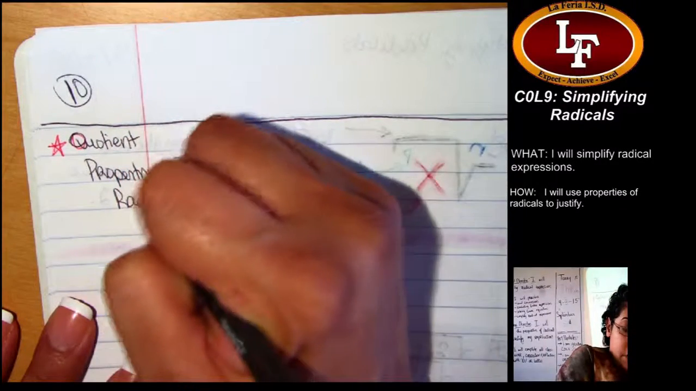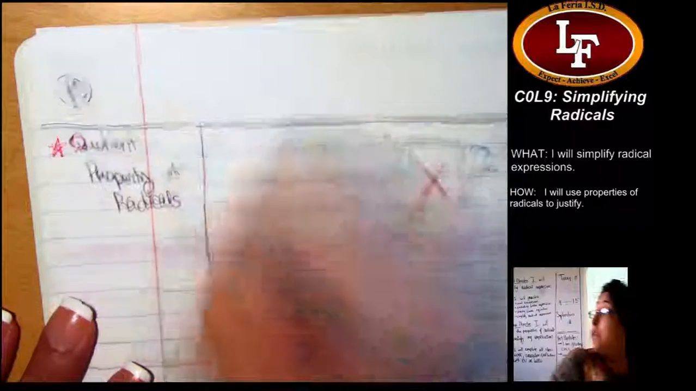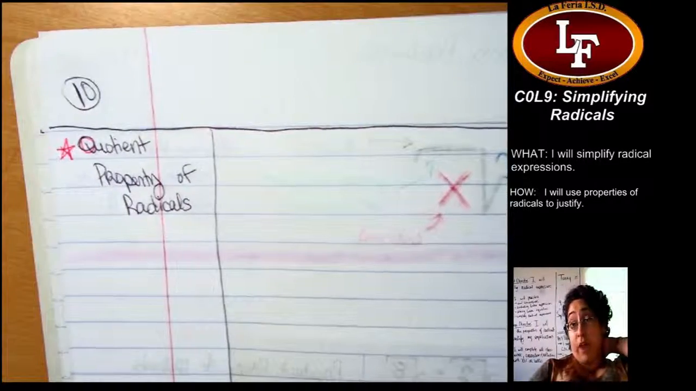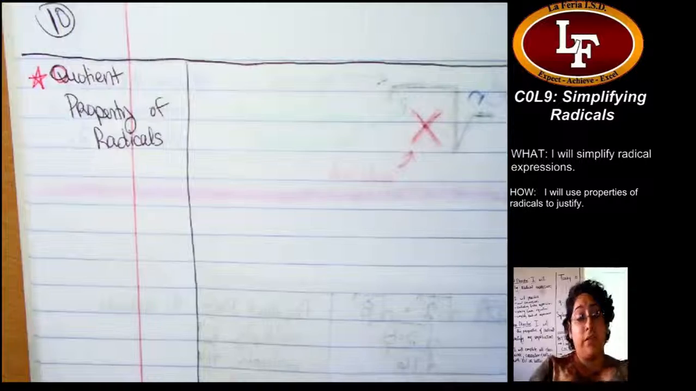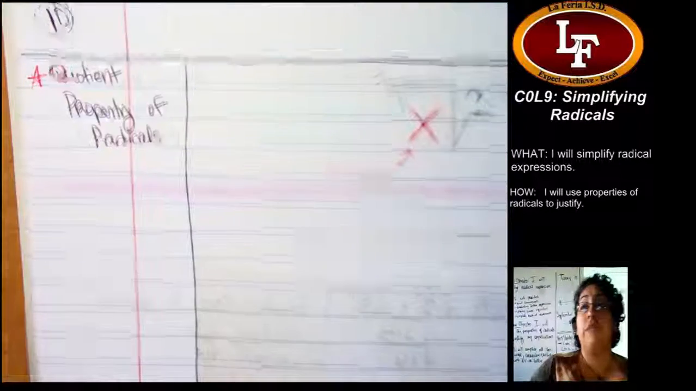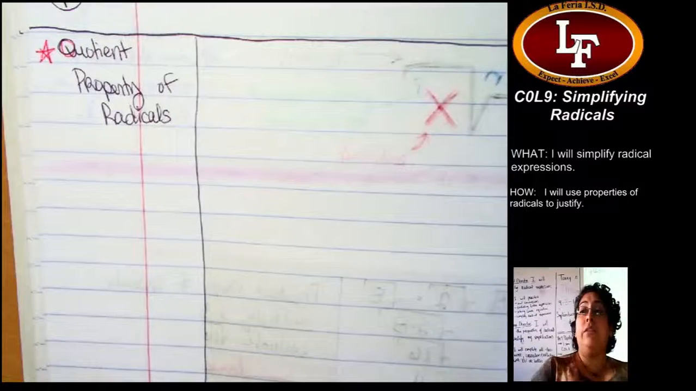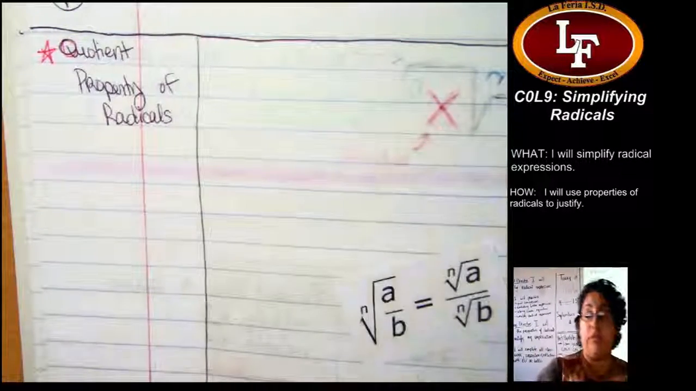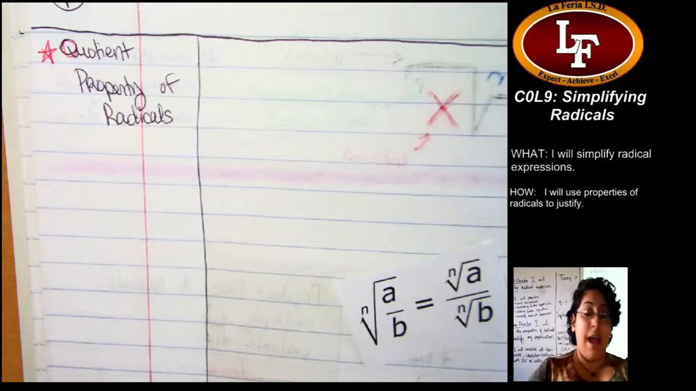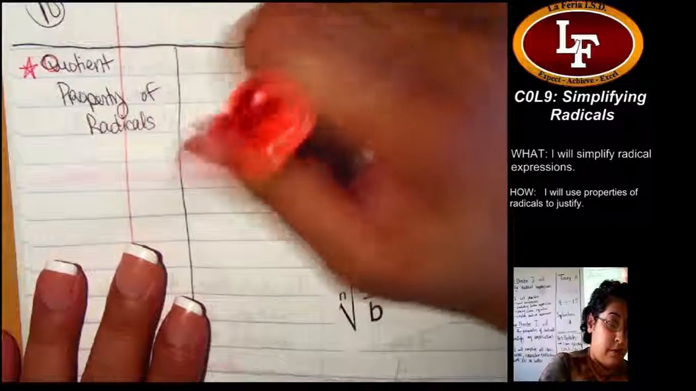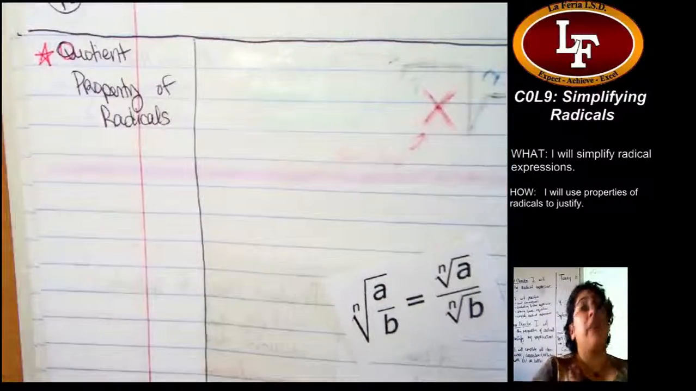All right, the next property we're going to look at is the quotient property of radicals. Quotient is a fancy word for which operation? Division. So find the one that has division, and glue it in. It should be the only one you have left.